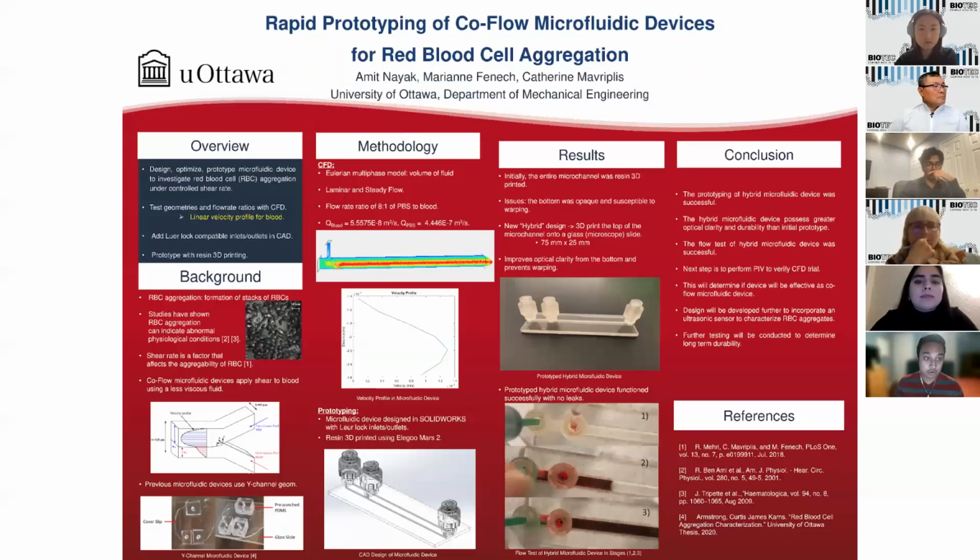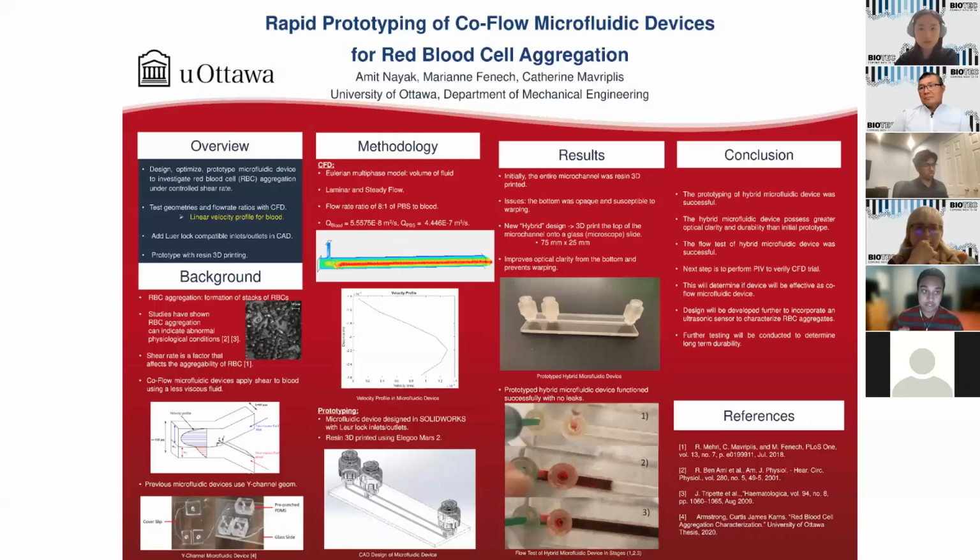So just an overview on the work that we've done. The purpose was to design, optimize, and prototype a microfluidic device that can be used to investigate red blood cell aggregation under controlled shear rates. In order to achieve this goal, multiple steps were taken. The first step was to test different microfluidic geometries and flow rate ratios with computational fluid dynamics. Essentially, we wanted to acquire a linear velocity profile in the blood layer. This would provide a constant shear rate across the entire blood layer, and I'll be discussing this further.